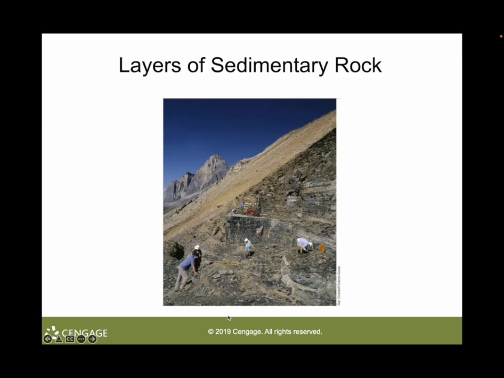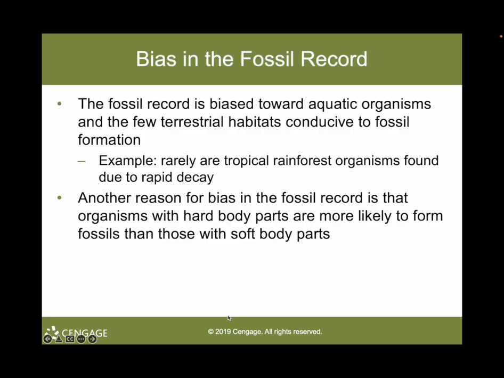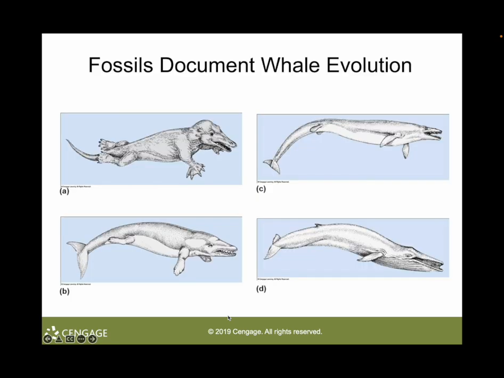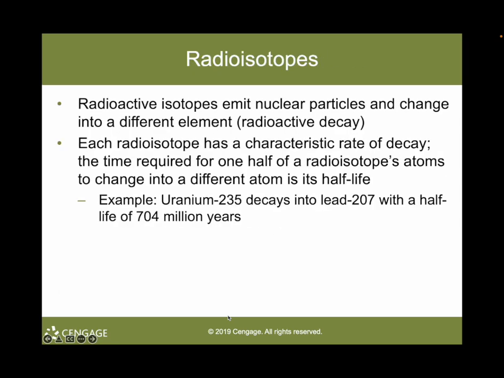So now that we've gotten through fossils and the way in which sedimentary rock is formed, we'll now get to determining age, radioactive isotopes. Radioactive isotopes emit nuclear particles and change into a different element.